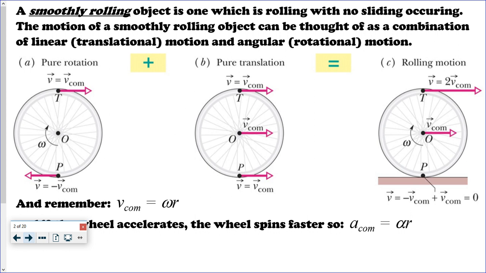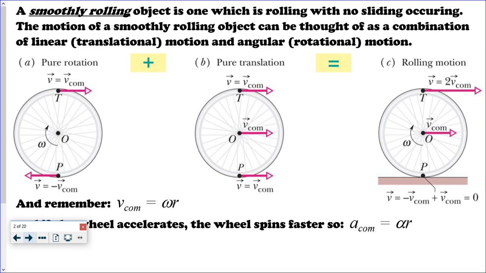So there's a couple different ways of thinking about a rolling object, because there are sort of two points of rotation about which you can think of the object, all right? So the most common one is this. The motion of a smoothly rolling object can be thought of as a combination of both linear, regular old translational motion, and angular motion. Okay? So what do I mean by that?